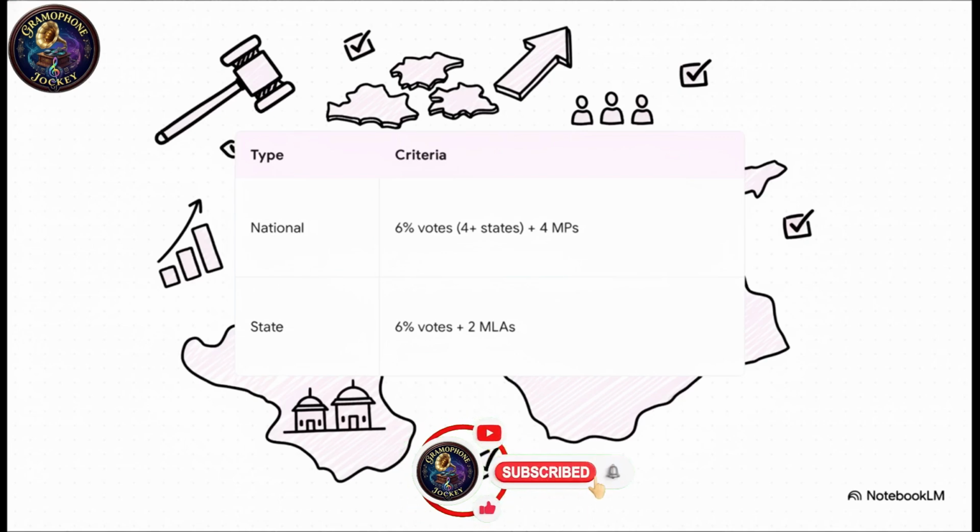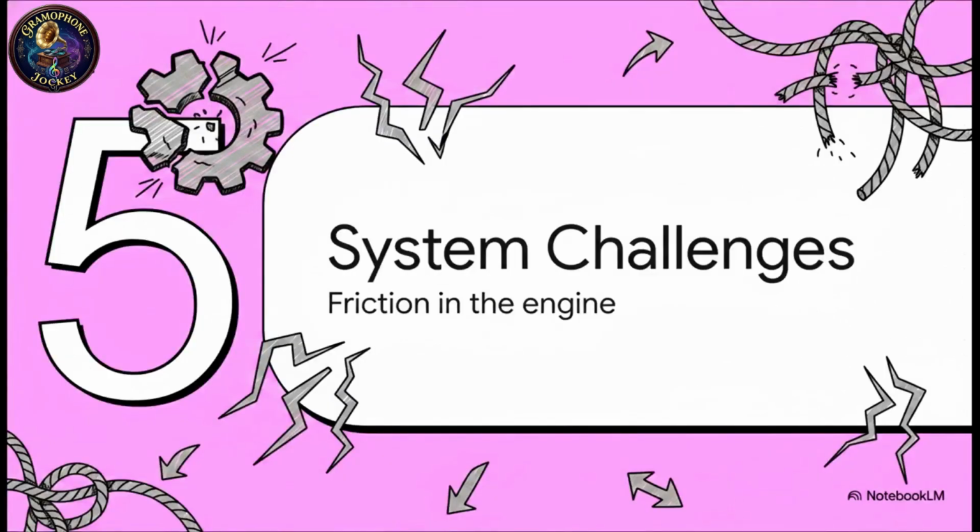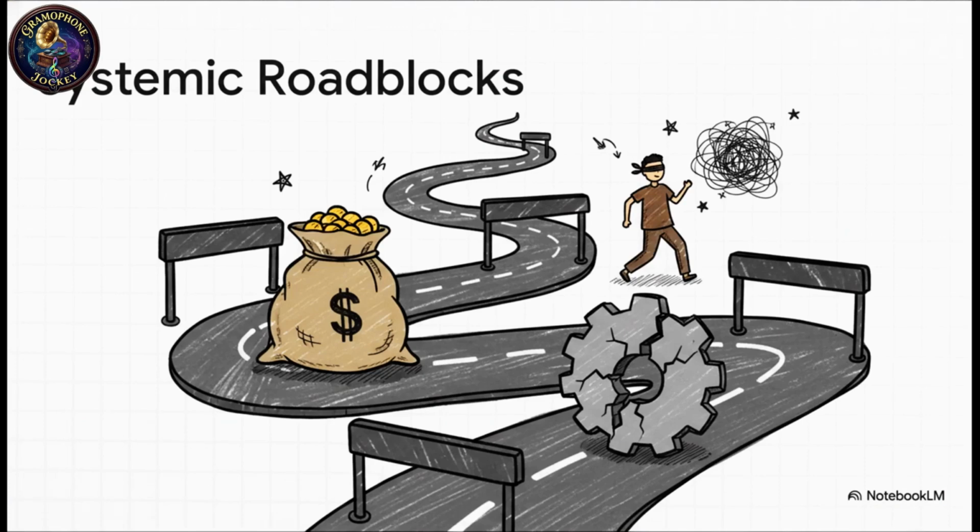Meanwhile, a state party focuses on regional issues and needs to hit thresholds like 6% of votes and 2 MLAs in a state assembly. It's essentially a merit-based system where parties have to continuously prove their public support to keep their status. Finally, Part 5, Challenges to the System. Let's look at the friction within the engine. Impartially speaking, looking at our sources, there are several serious systemic roadblocks.